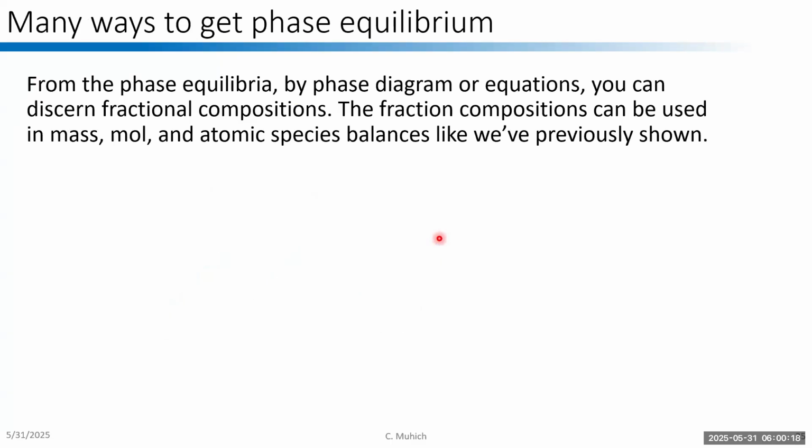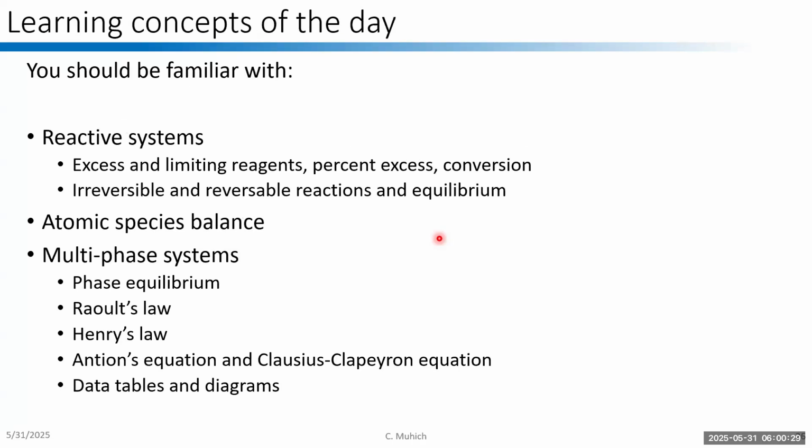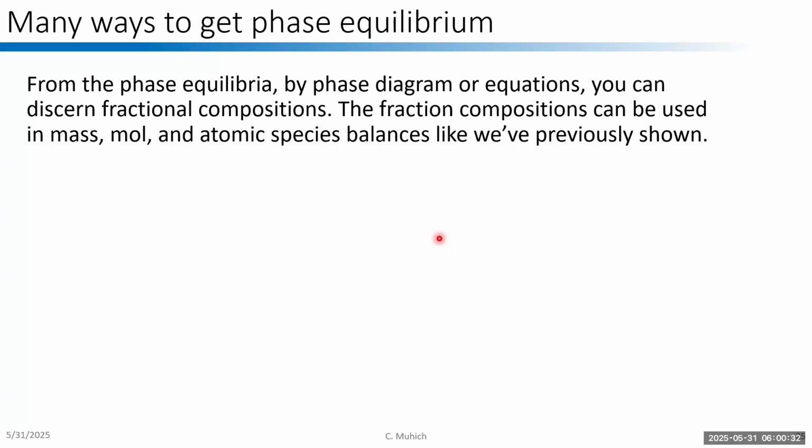All right. So, just as a summary, how can we incorporate multi-phase flow and phase equilibria into mass balances? It's pretty straightforward. We use the phase equilibrium, either by the phase diagrams or various equations, and that will tell us what the fractional compositions are when we're in equilibrium. Once we have those fractional compositions, we can then do mass, mole, or atomic species balances, as we've been doing in this class, both this lecture and the previous lectures.